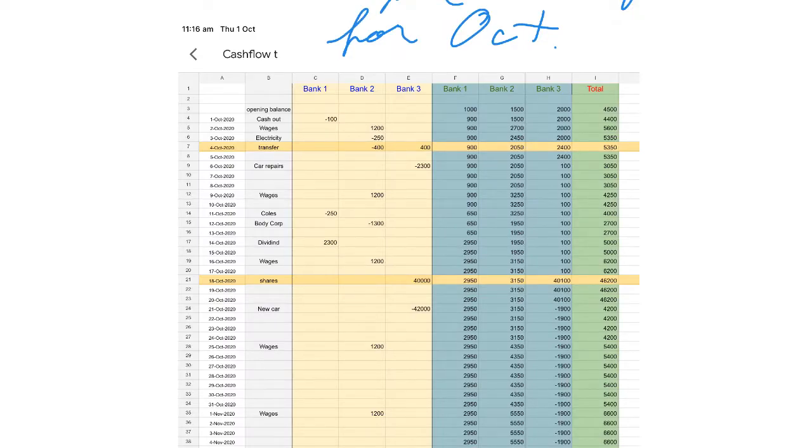The sample cash flow for October shows 5 areas. The left hand is just simply the day by day date. The second section is the transaction item.